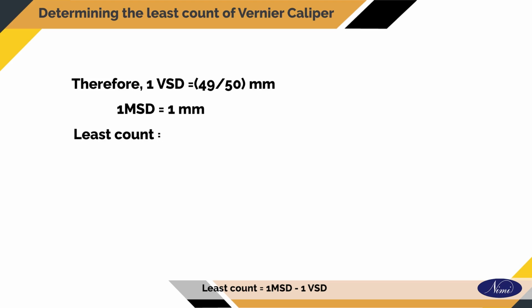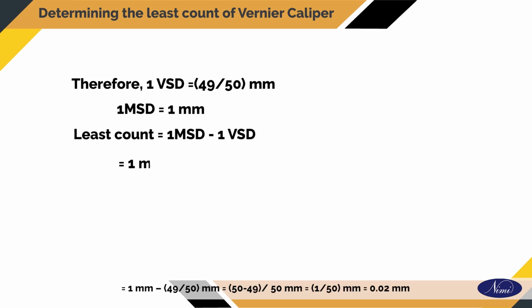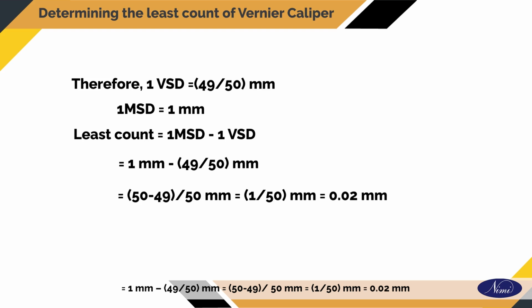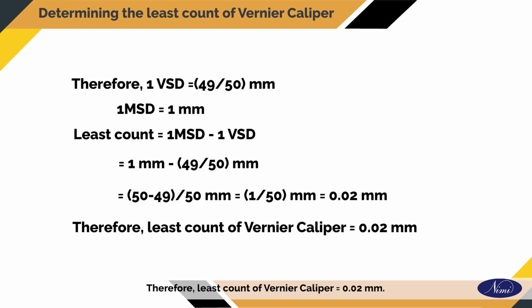Least count is equal to 1 MSD minus 1 VSD, which is equal to 1 millimeter minus 49 by 50 millimeter, which is equal to (50 minus 49) by 50 millimeters, which is equal to 1 by 50 millimeters, which is equal to 0.02 millimeters. Therefore, least count of vernier caliper is equal to 0.02 millimeters.